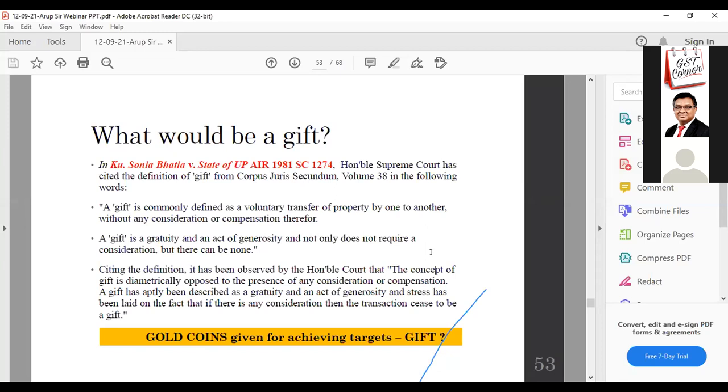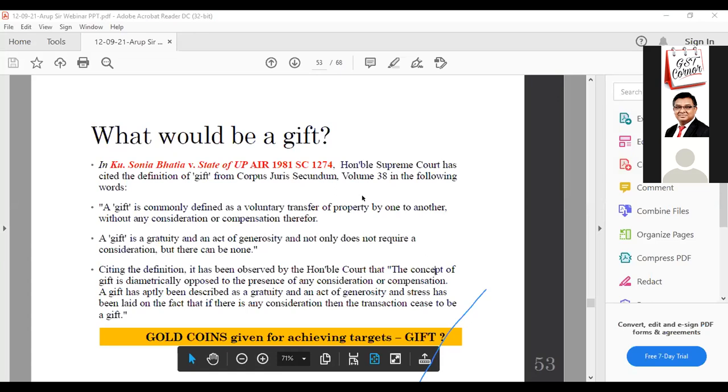Okay, so gold coins given for achieving targets, whether this is a gift or not was a matter of discussion. One of the Authorities for Advance Ruling cited that yes, this is a gift because you are giving it to the distributor when he has achieved a target. But in my personal view, that is not a gift. I'm giving the thing to him only because he could achieve his sales target. And this was a contractual obligation. It was known to both of us before this, and it is not that it is known for the first time. Then we'll go to the next slide.